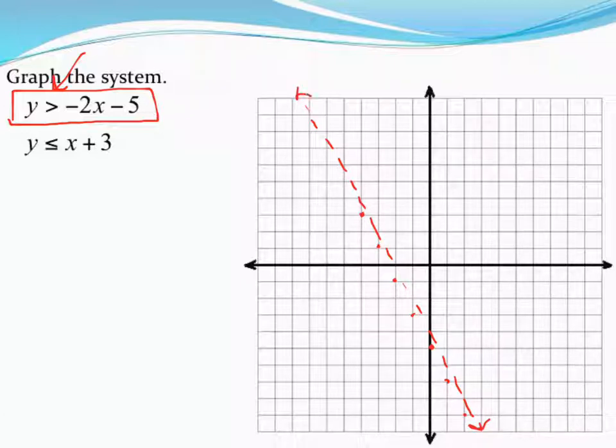And then for the shading, my trick was I'm going to check the inequality symbol. Because it said greater than, that means above. So with your pencil on the line, draw straight up, above, greater than. So all that side of the graph is going to be what's shaded.